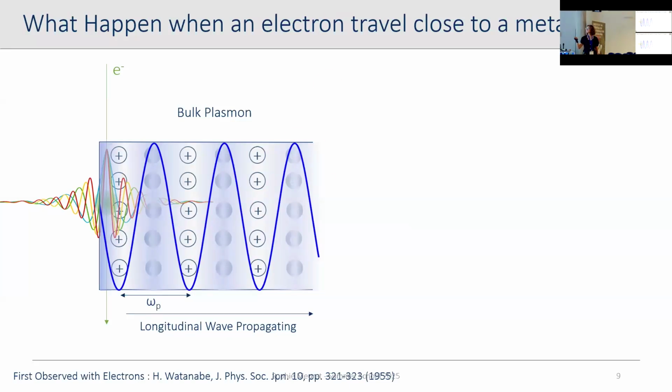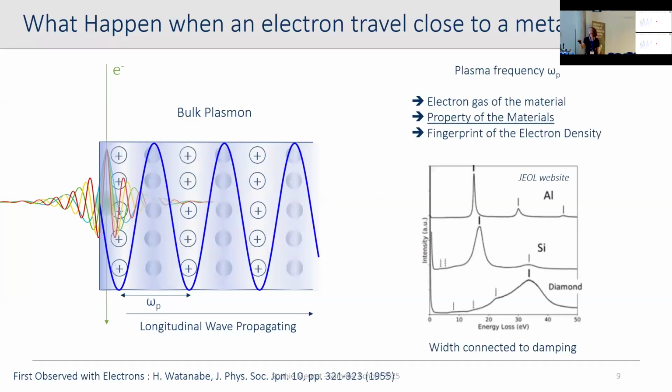However, what's nice is that because it's connected so much to the electrons of your material, this is very, very connected to the properties of your material. It's really a fingerprint of the electron density. So if you look at the bulk plasmon, you will see that which energy is your bulk plasmon depends quite a lot on your material. And the width here is connected to the damping, so how it's going to relax in the material.